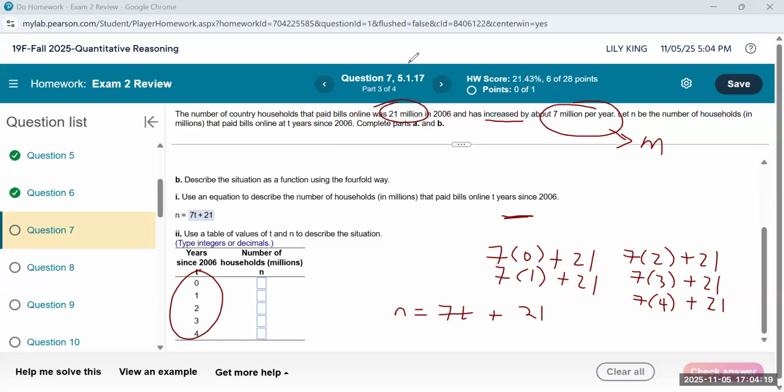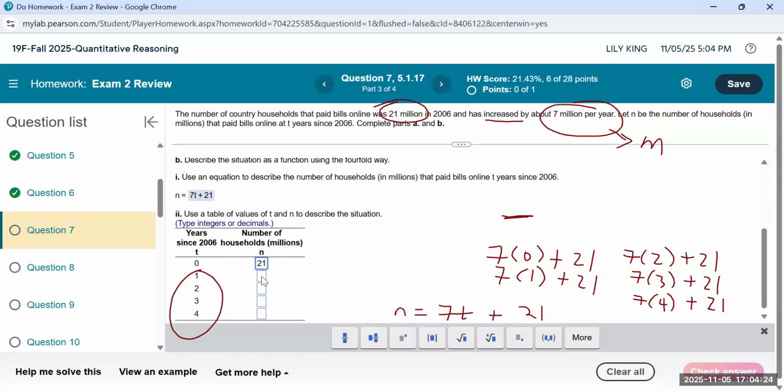So we have 21, we have 28, we have 9 plus 21 is 30. No, 7 times 2 is 14. 14 plus 21 is 35. 7 times 3 is 21. 21 plus 21 is 42. 7 times 4 is 28. 28 plus 21 is 49.